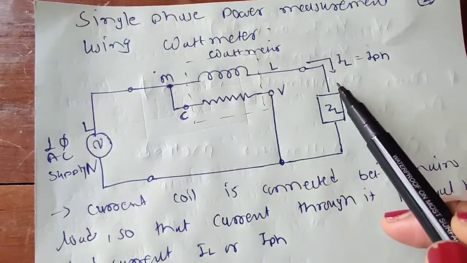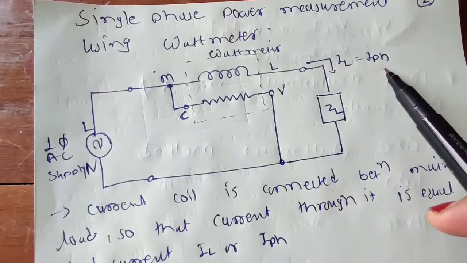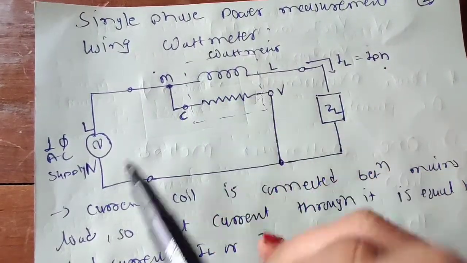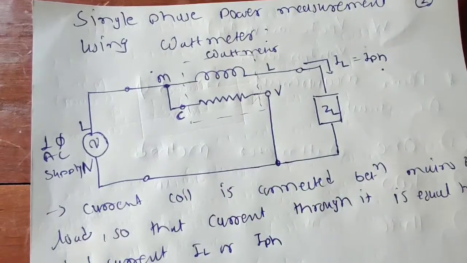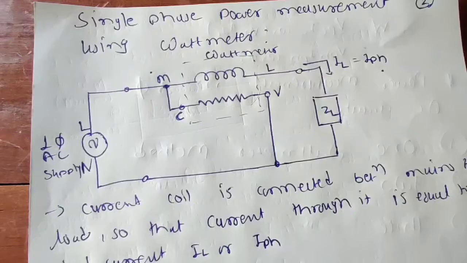The current which is passing through the load is called IL, or you can say that it is IPH, and this particular dotted line will represent your wattmeter. Now we want to measure the power using this wattmeter. You know that the current coil is connected between the mains and load, so the current through it is equal to the load current IL or IPH.